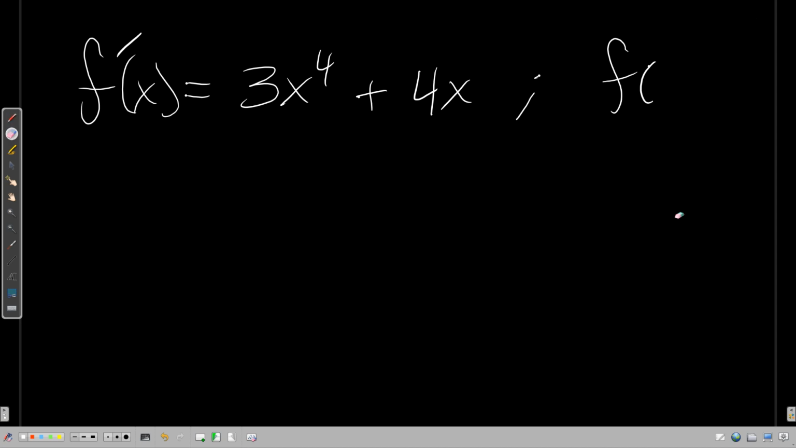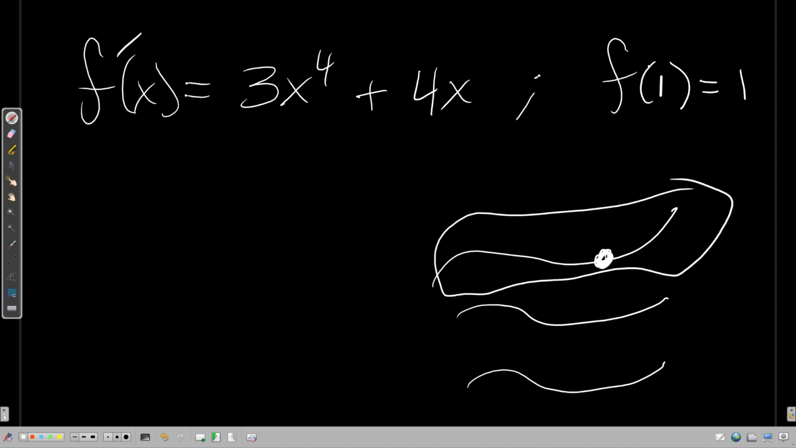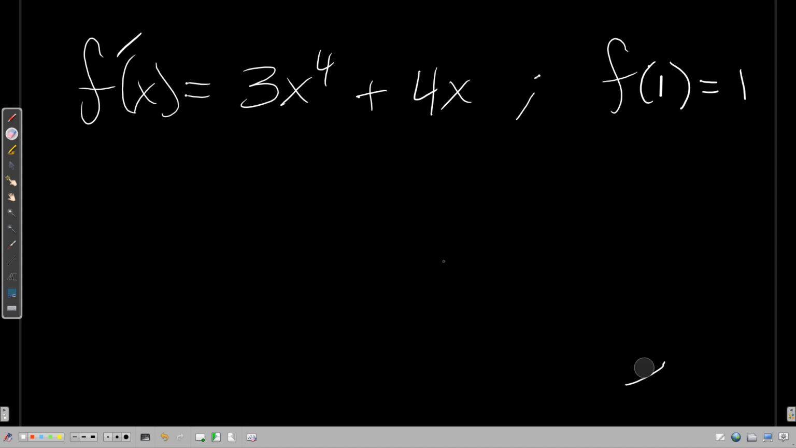But as soon as I tell you a particular spot where my antiderivative goes through, then of all of the different, here's an antiderivative, and here's an antiderivative, and here's an antiderivative, and there's a whole vertical stack of them. But as soon as I tell you that it must go through this point, then you just have this one as the antiderivative. So here is f prime. It is this polynomial. Find the antiderivative.